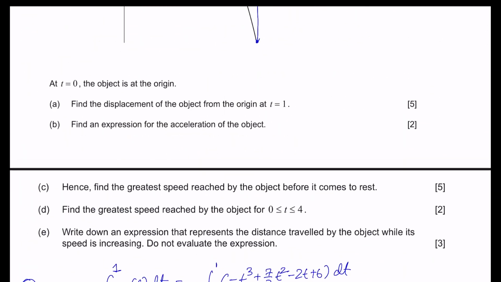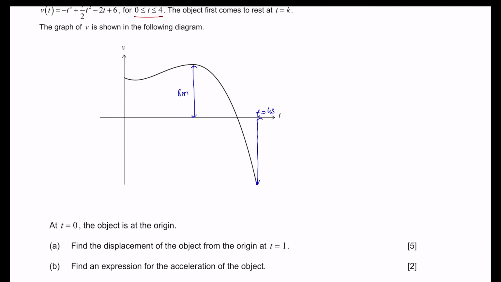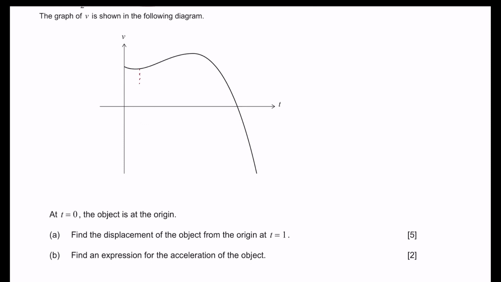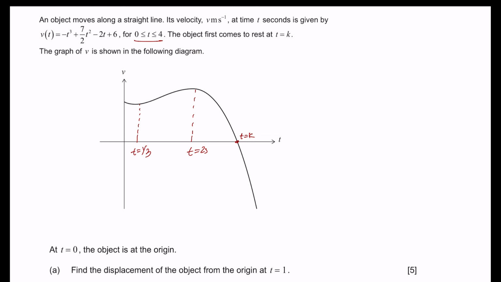Now for part E, we have to write an expression that represents distance traveled by the object while the speed is increasing. So yeah, now we can actually get the intervals where the speed is increasing from the graph itself. Okay, so here this is approximately t equals 1 by 3 seconds. This is t equals 2 seconds. And this point is t equals k, right? Because it says in the question that the object will first come to rest at t equals k. And this is approximately t equals 4 seconds, right?